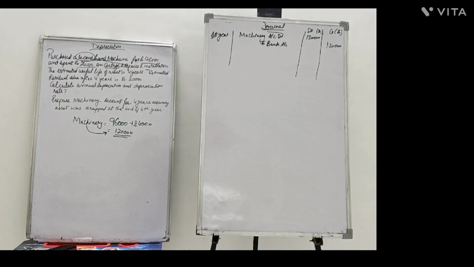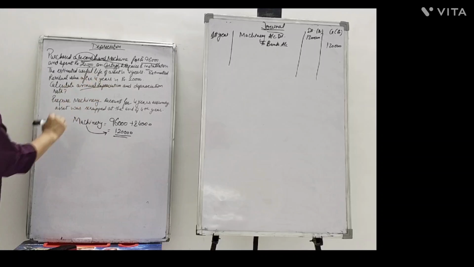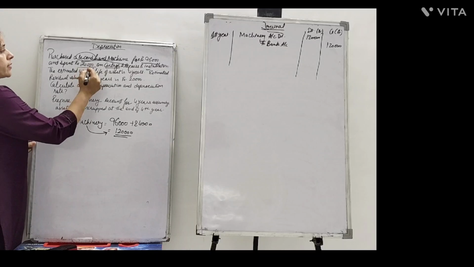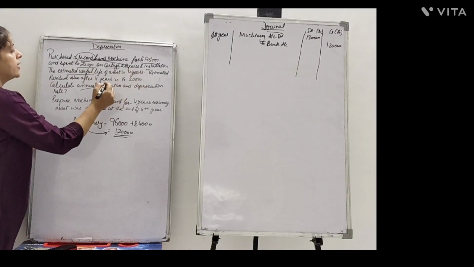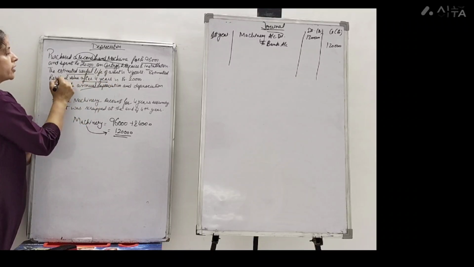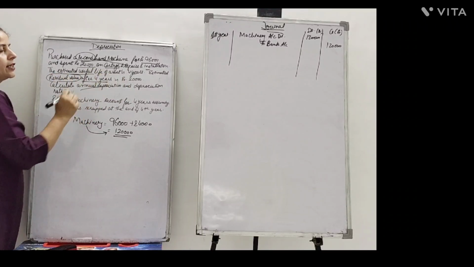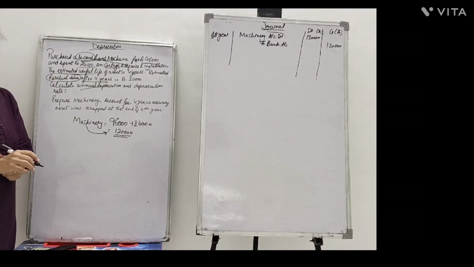Now he asks you in this case to calculate annual depreciation when the rate of depreciation is not given to us. What is given to us is the estimated useful life, that is 4 years, and after 4 years of usage its residual value is rupees 20,000, right?